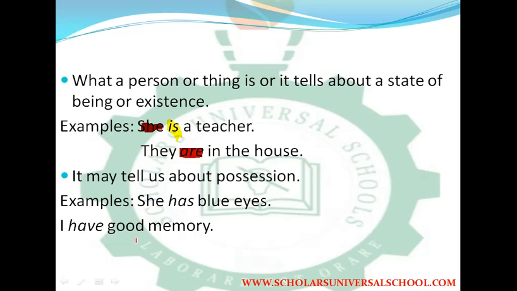Examples are, she has blue eyes. She has what? She has blue eyes. Now, what is our verb here? Our verb here is has. And remember, our verb has is a present singular verb.